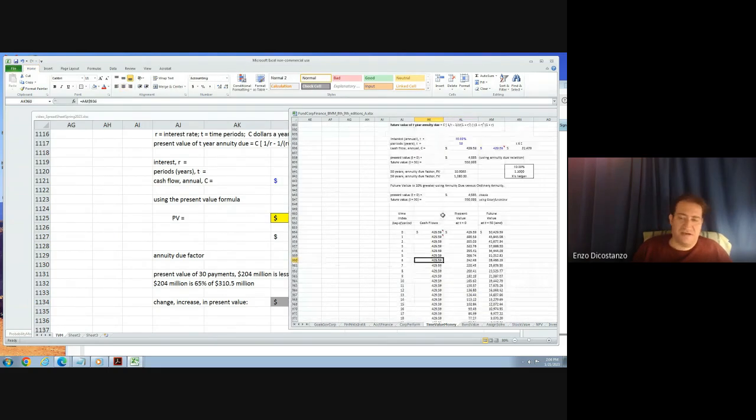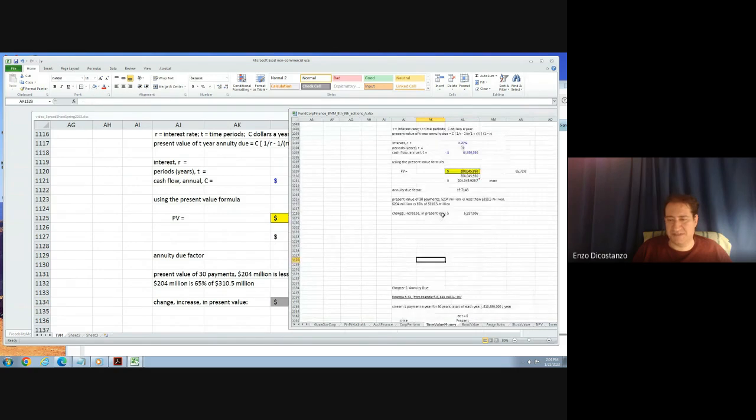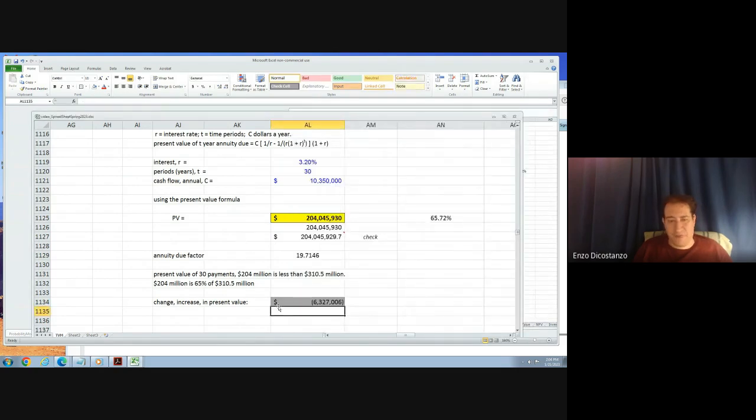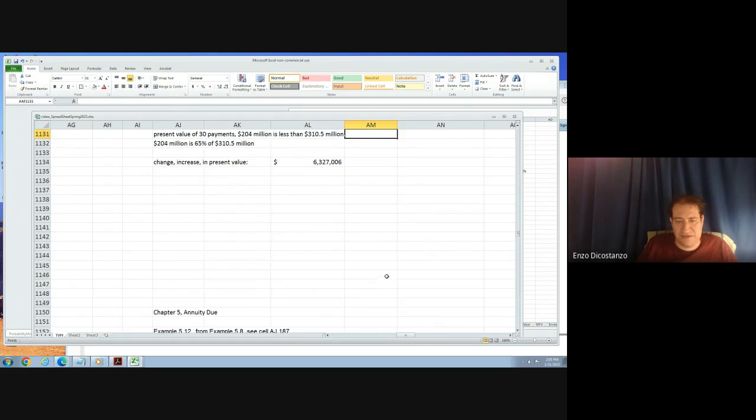I know this was a lot. I know these weren't easy. So the change in the present value is actually an increase. This is negative, this is plus 6 million different. It's a little more valuable, this version, right? The present value of 30 payments, 204, is less than 310, and it's 65% of the 310. But also, from your previous computation you had 197.